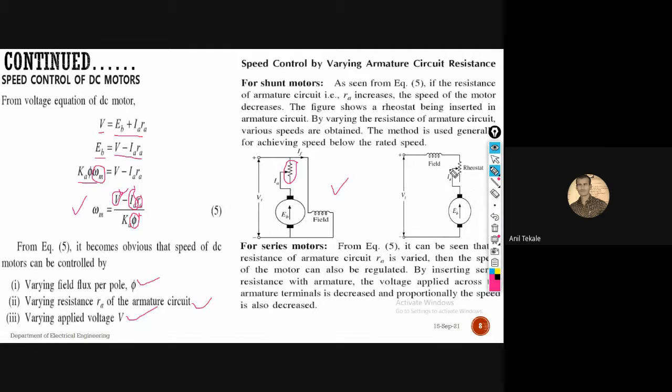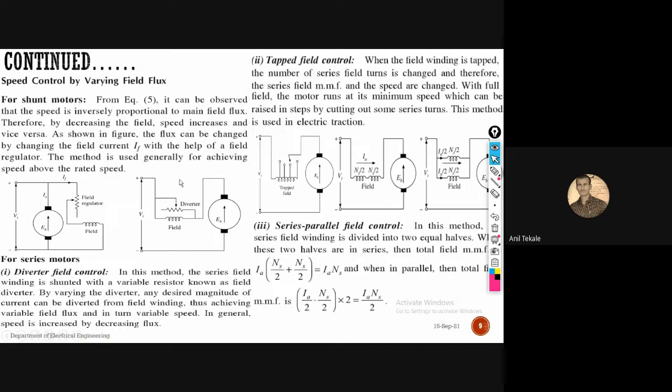Then again, in the case of a series motor, the rheostat is already connected in series with the armature circuit, and with the help of this rheostat we can control the speed of the DC motor. In the series motor, as I already told you, the terminals are just connected in series. So whatever the current is, it can be controlled when your rheostat is connected in series.